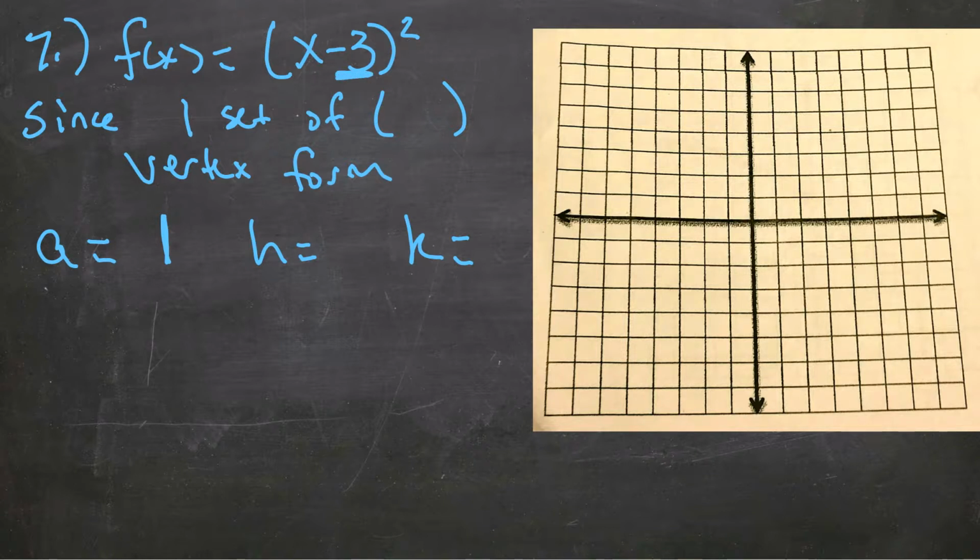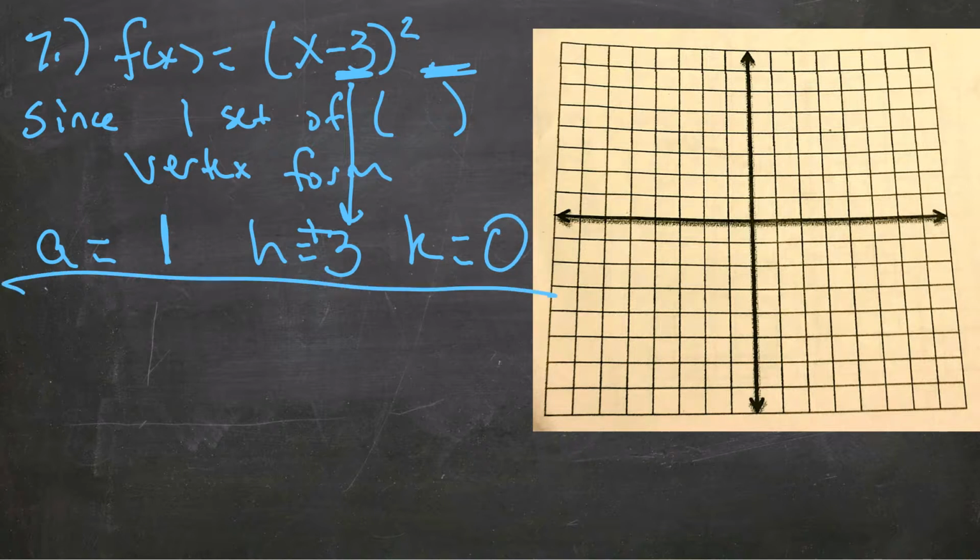H, it looks like it's going to be negative 3, but we always change it to a positive 3. Right? If it was positive 3 there, I would change it to negative 3. K is whatever is after the parentheses. There's nothing there, so K is just 0. Alright, the vertex is 3, 0. So I go over 3, 0. That's my dotted line. That's the first point of my XY chart.